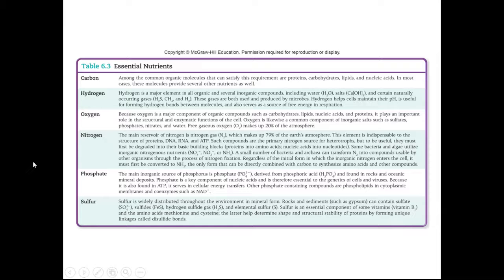Phosphate is going to be in high concentrations in nucleic acids. So whenever we have high concentrations of phosphate, we are going to have high concentrations of genetic information. Phosphate is an inorganic polyatomic ion with a chemical formula of PO4 with a -3 charge. Phosphoric acid, H3PO4, is an inorganic source of phosphate.